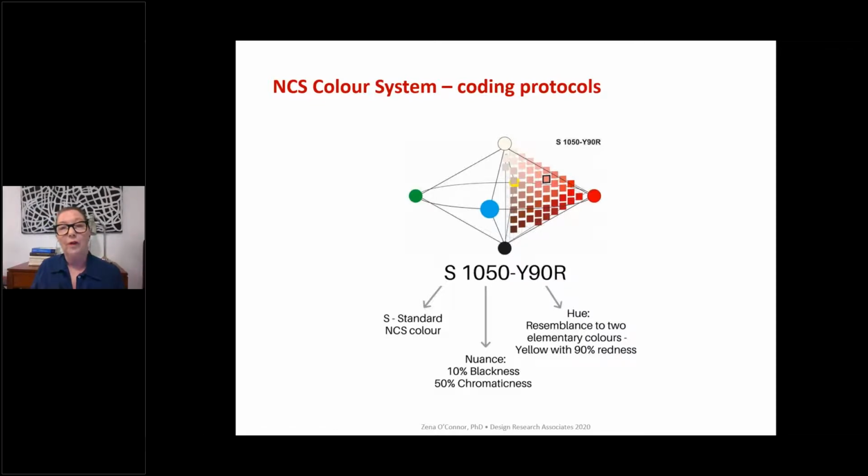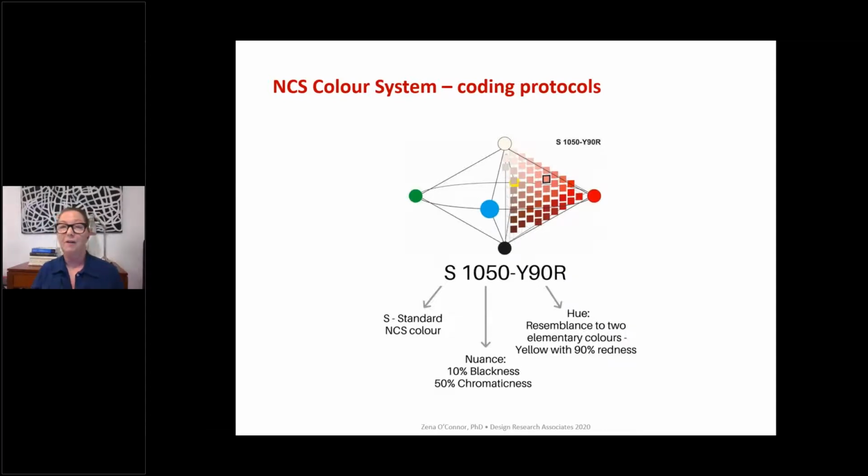In terms of colour coding protocols, the NCS system currently features around about 1,950 standard colours. In the NCS colour system, colour is described and classified using key properties of hue and nuance. And nuance in this context relates to the whiteness or blackness, as well as the chromaticness, that is the level of colour saturation or intensity.